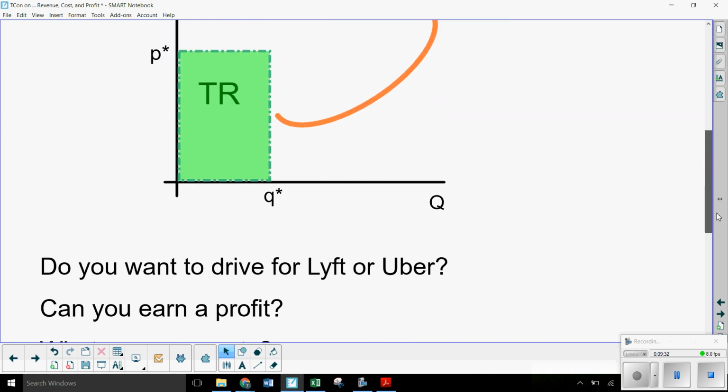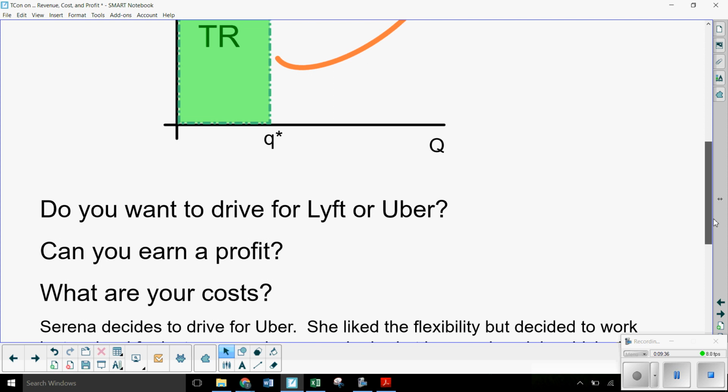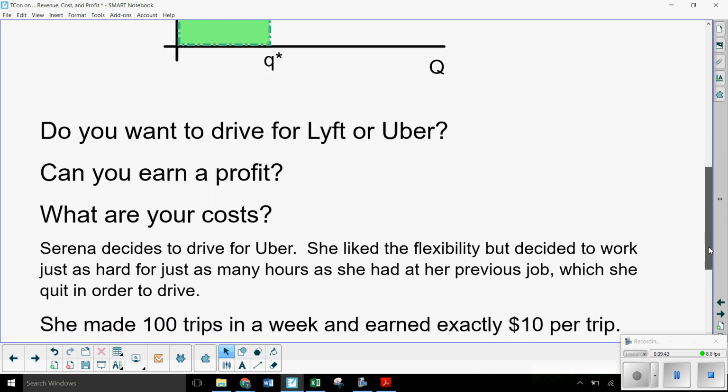So let's put that into practice here with an example. Maybe you've thought about at some point driving for Lyft or Uber. Would you be able to earn a profit? What would your costs be, right? So let's start using an example here. We'll imagine Serena decides to drive for Uber.